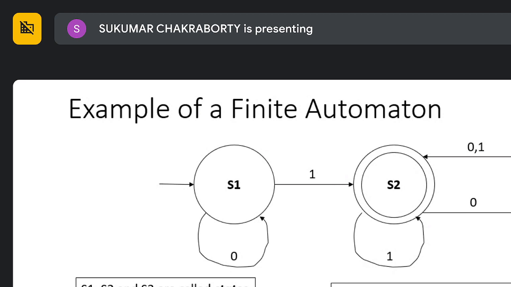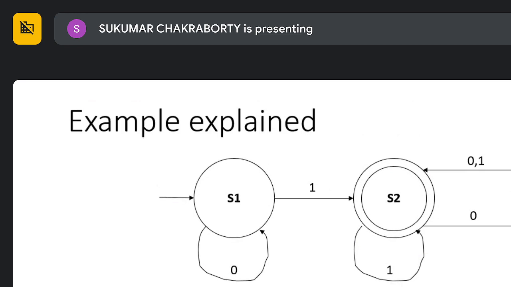So now 001, as we can see, is accepted, whereas 010 is rejected, because I give a 0, it is in S1, then I give a 1, it is in S2, and I give a 0, it is in S3. After 0, 1, 0, the state machine is in S3, which is not a final state. So this is not accepted, or this is rejected, right? So let us stay with this example for some more time.